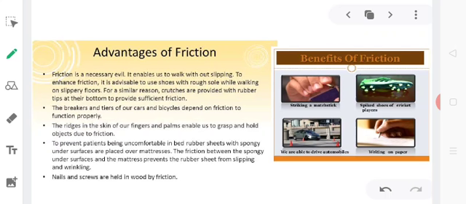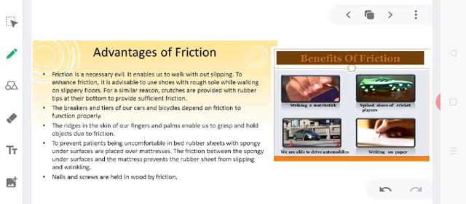Brakes of the vehicles will not work without friction. The ridges in the skin of our fingers and palms enable us to grasp and hold objects due to friction. Nuts and bolts for holding the parts of machinery together will not work in the absence of friction. Writing on blackboard or on paper will also not be possible without friction. To prevent patients being uncomfortable in bed, rubber sheets with spongy undersurfaces are placed over mattresses. The friction between the spongy undersurface and the mattress prevents the rubber sheet from slipping and wrinkling.